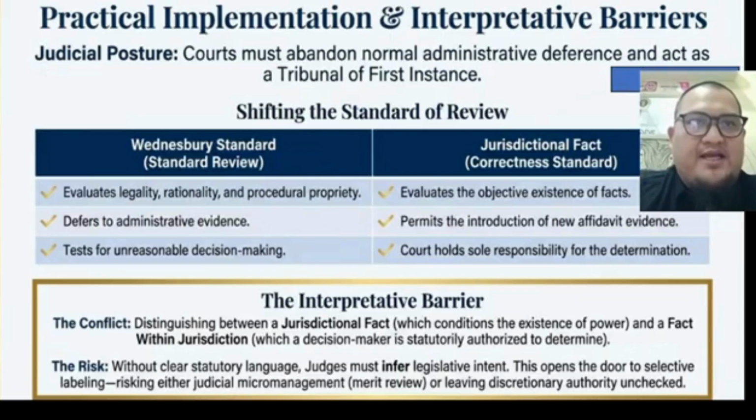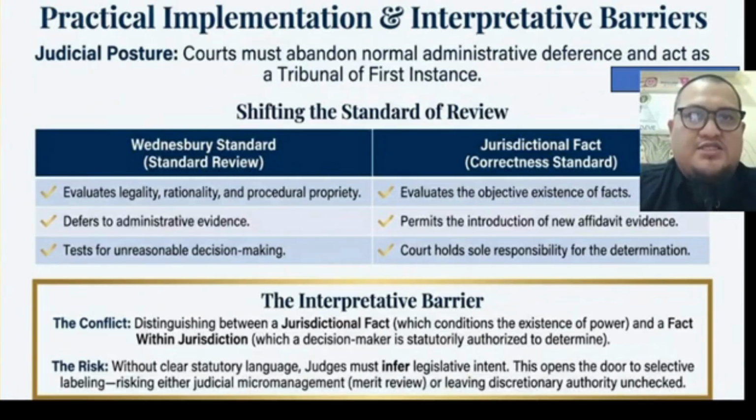Moving to the practical application, the court may need to determine whether the required jurisdictional fact actually existed. This is different from the usual Wednesbury standard of review. Under Wednesbury, the court mainly considers matters such as legality, rationality, and procedural propriety. For the jurisdictional fact, the focus is on whether the required fact objectively existed.